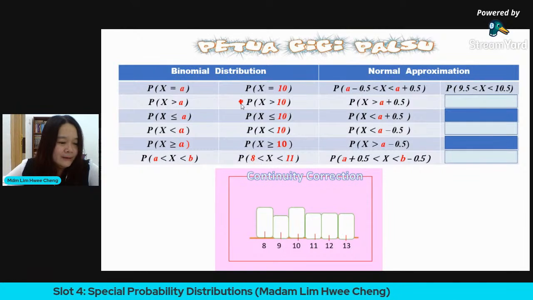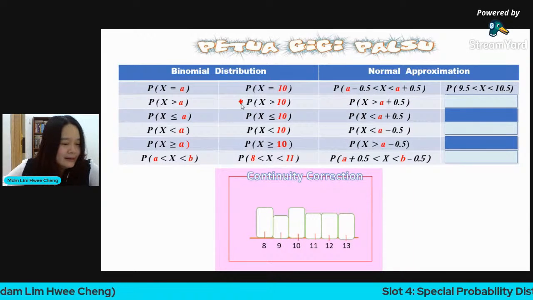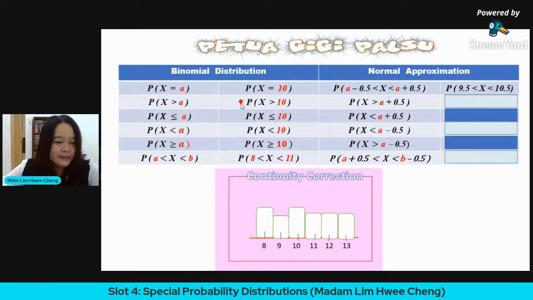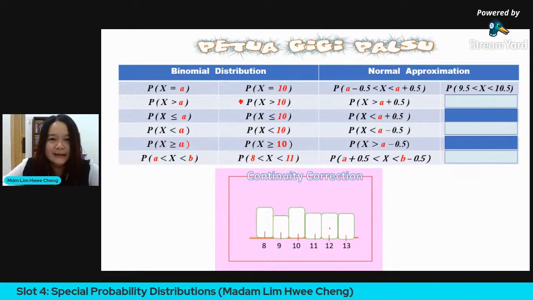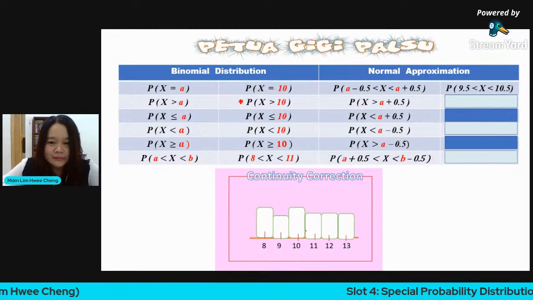Okay, already have Fahana, Badila. It says greater than 10.5. Any more? Nodina too, very good. Let's try and see. Greater than 10 does not include 10, right? So it does not include 10, so we will have this.